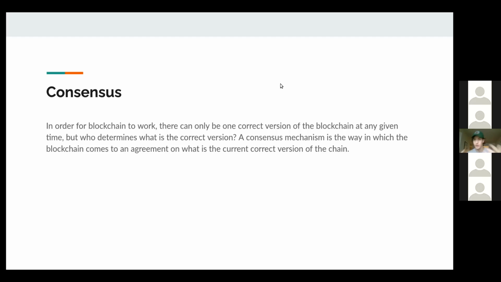And by the way that the consensus mechanisms are designed, whichever chain is the longest, has the most blocks, is going to be the correct one. And there are a couple ways of determining that and making it so that that is the case. And we're going to look at those now.